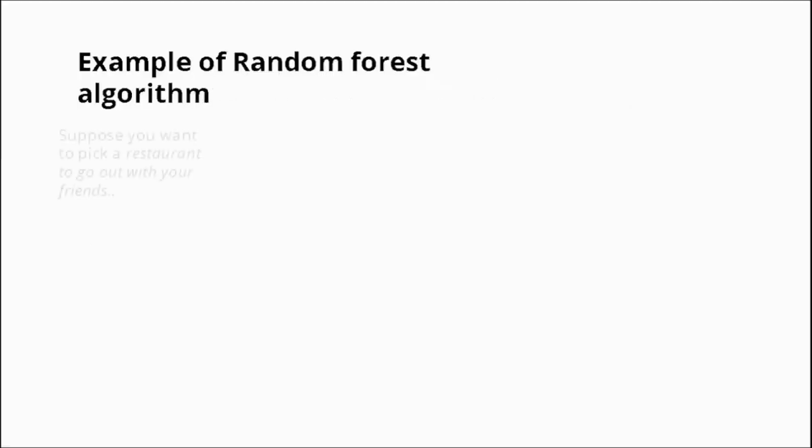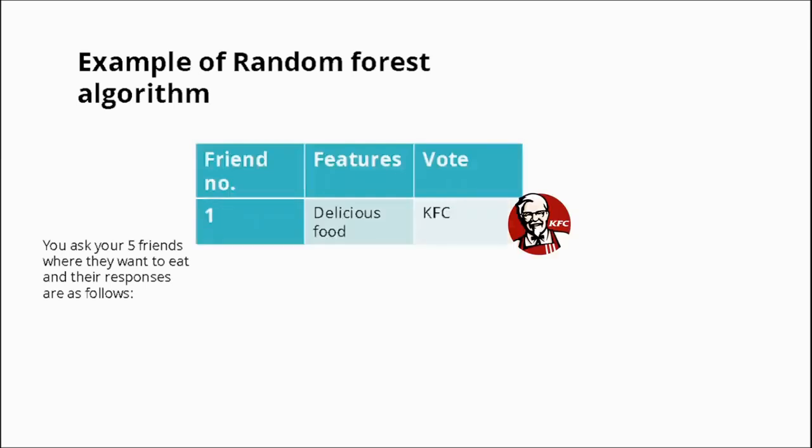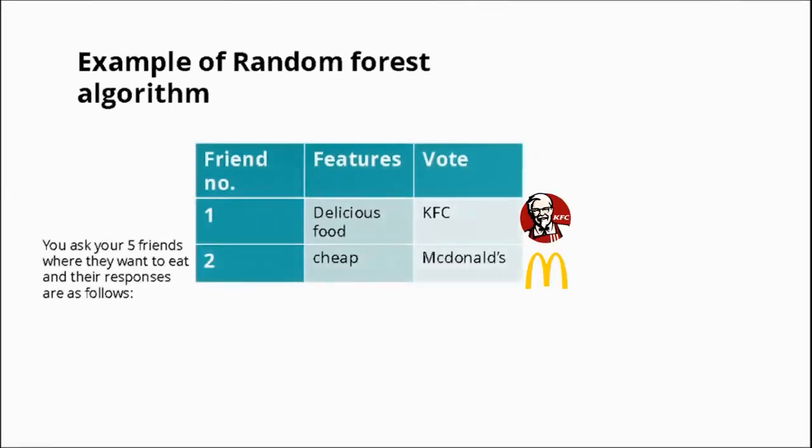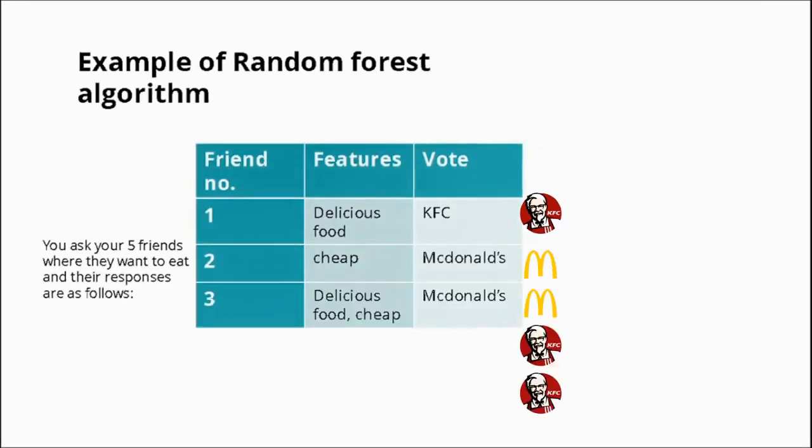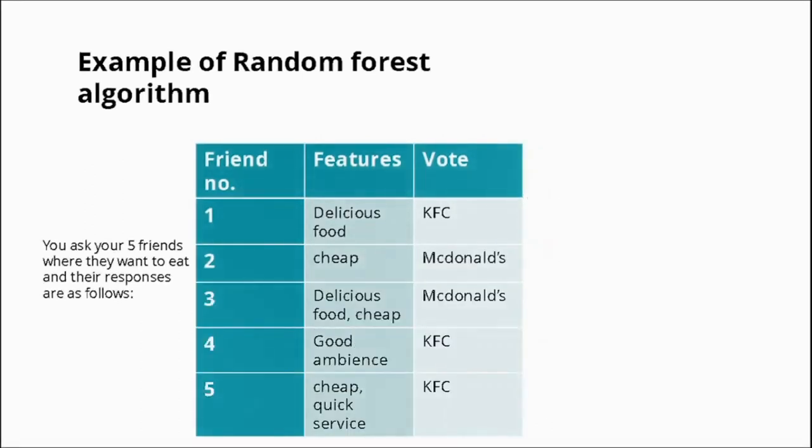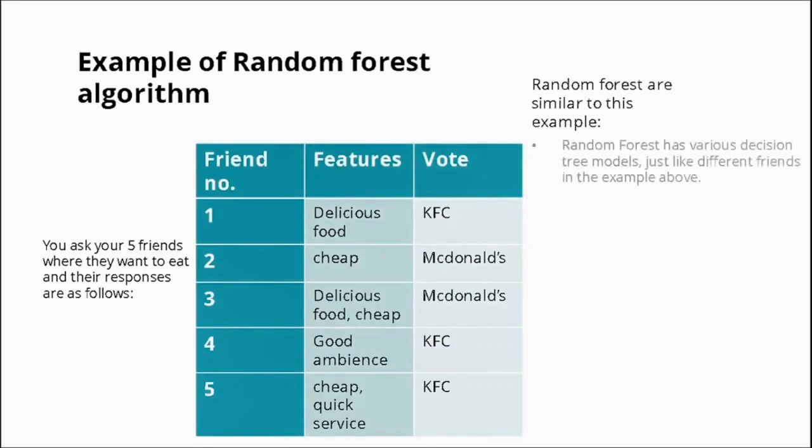Suppose you want to pick a restaurant to go out with your friends. You ask your 5 friends where they want to eat and their responses are as follows. Friend number 1 says KFC for its delicious food. Friend number 2 says McDonald's for its cheap food, and so on. Random forest acts in a similar way to this example.